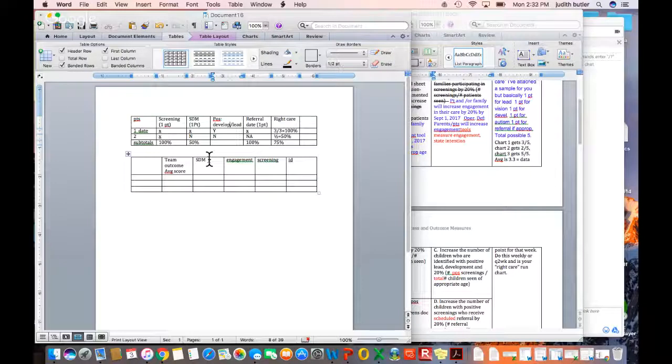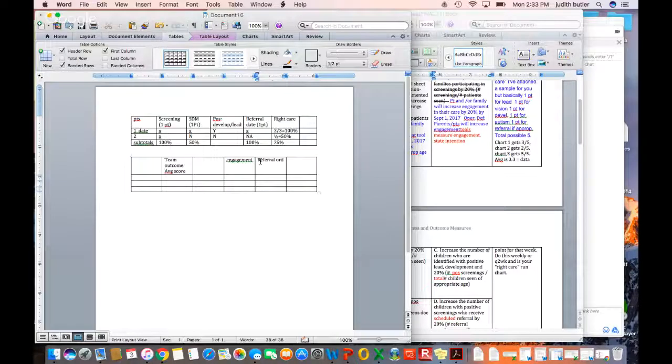So you already have this one. You don't need to do that twice. Engagement, you don't have those. Screening, you already have. ID, you already have. Referral, you need to look and see if the referral was actually done, right? The referral order. Yeah. And then you've got your right care.